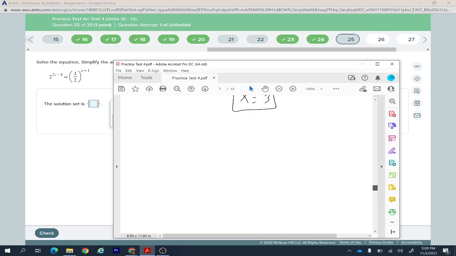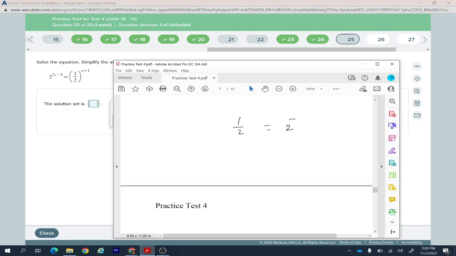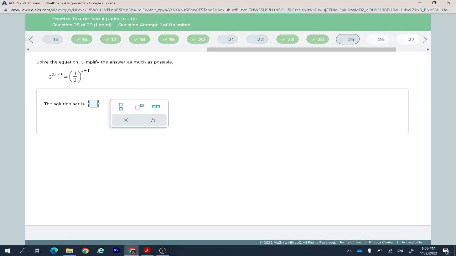1 over 2 can be written as 2 to the power negative 1. 1 over 2 and 2 to the power negative 1, that's the same thing. So replace this half by 2 to the power negative 1 and multiply this negative with c plus 1, and solve the way we solved the previous problem.